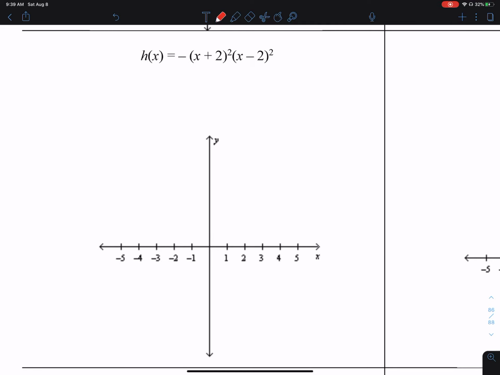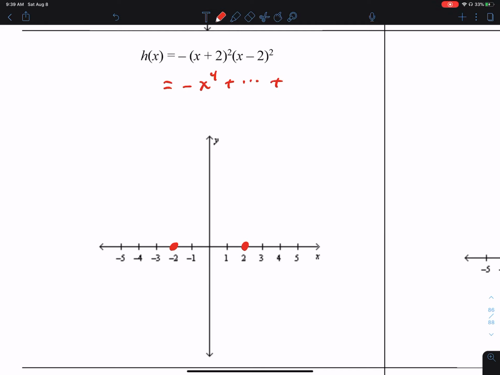Next, we have zeros of negative 2 and positive 2, even multiplicities. So the graph is tangent there. If you multiply x plus 2 times x plus 2, we have an x times an x. You multiply x minus 2 times x minus 2, you have an x times an x. So that means our leading term is going to be x to the 4th. We're multiplying it by this negative, so it's negative x to the 4th.